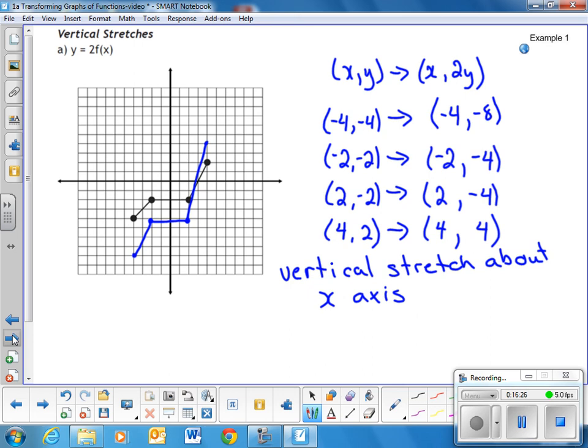We also want to describe how much it's been stretched. So it's about the x-axis by a factor of, what did we multiply our y values by? 2.